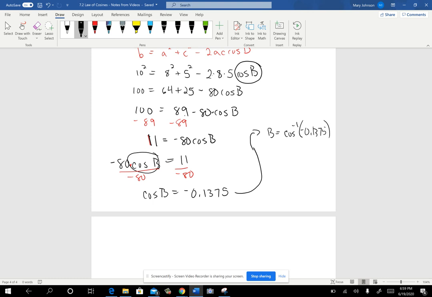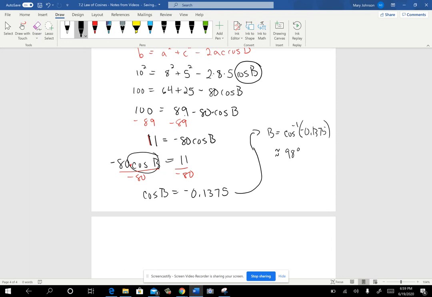And what I get back is that B turns out to be about 97.90 and so on. Okay, and on this problem, they want us to round angle measures to the nearest degree. So mine was like 97.9, so I'm going to say it's about 98 degrees.